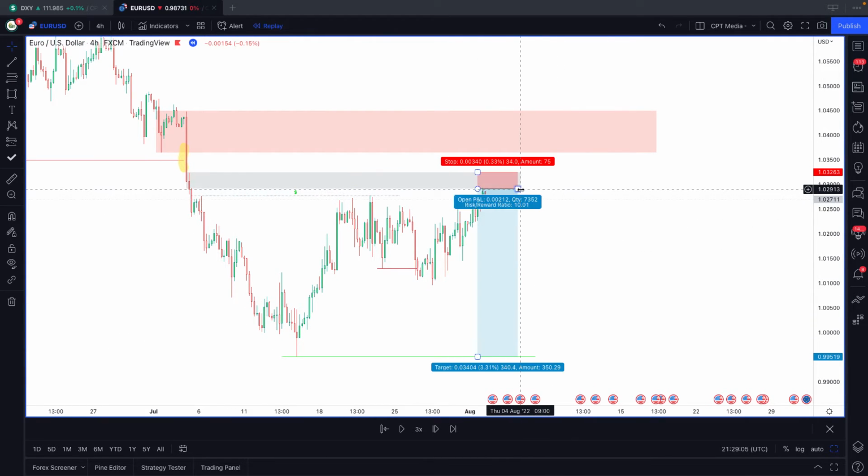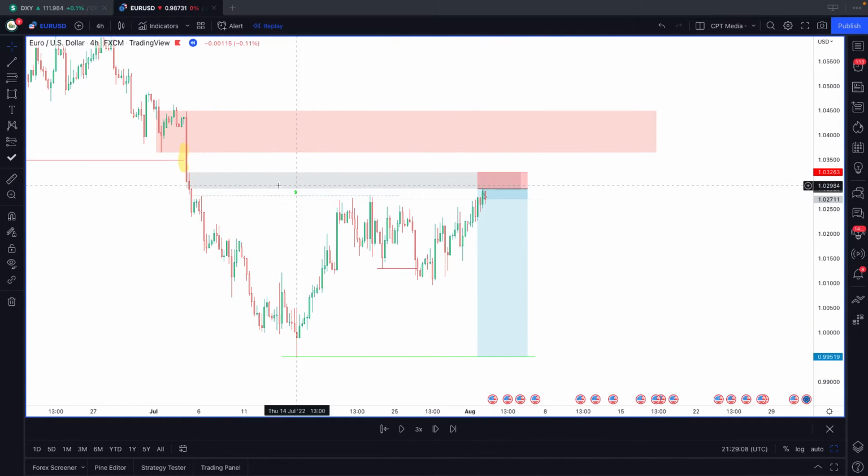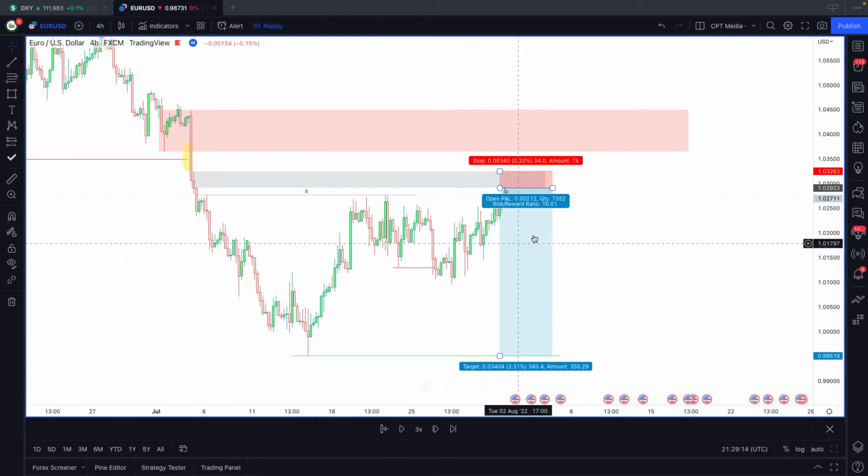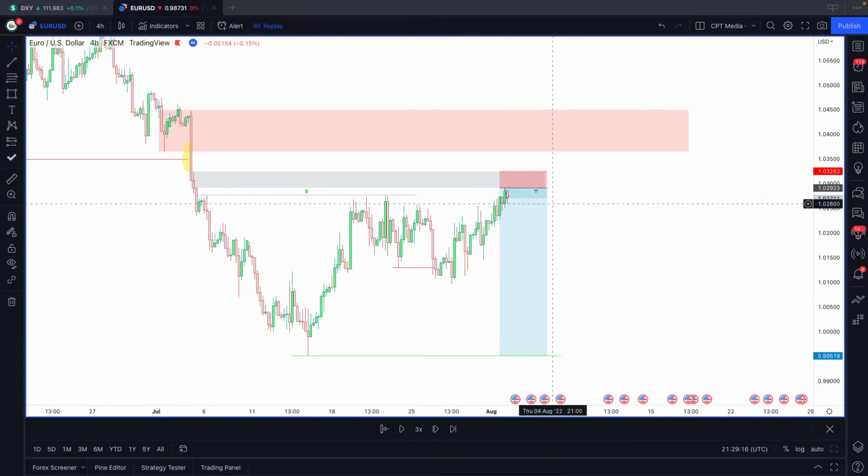Another trader would look to take this trade, right? I'm not saying it's not a valid trade. It's just not at a significant zone. So I would not take this trade. But they would take this trade and expect it to come down to the lows. So let's see what happens.